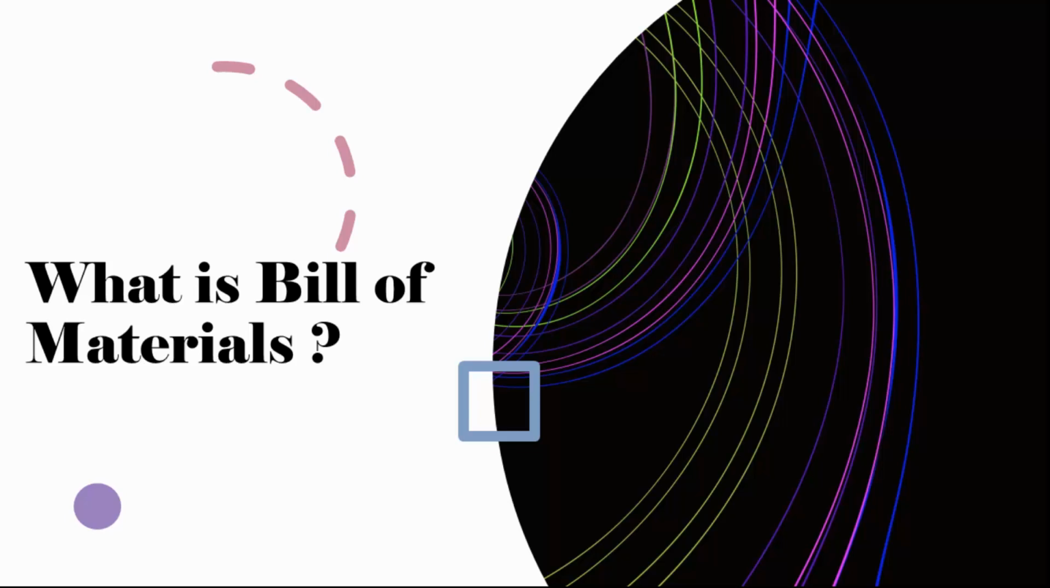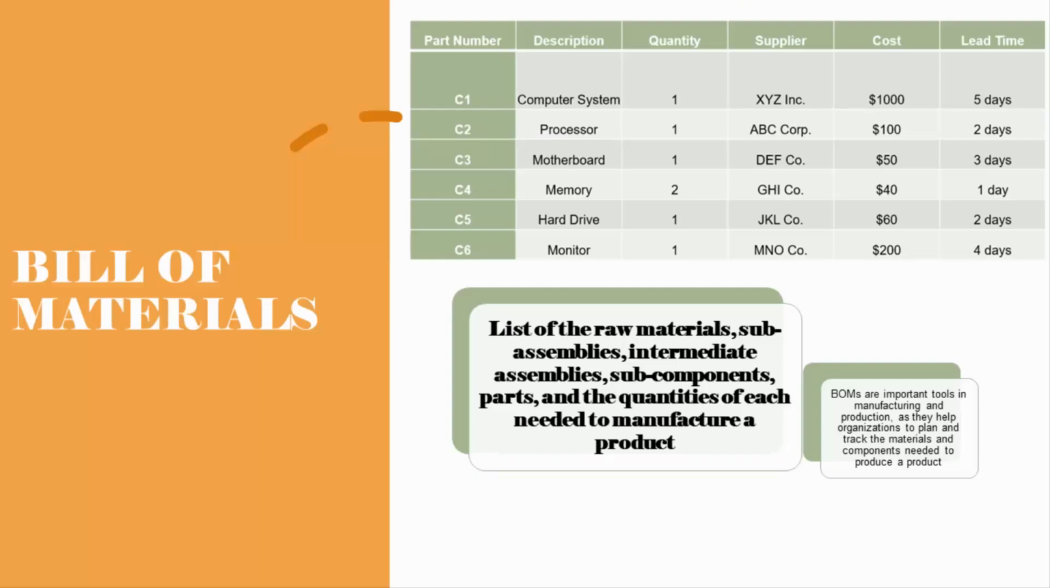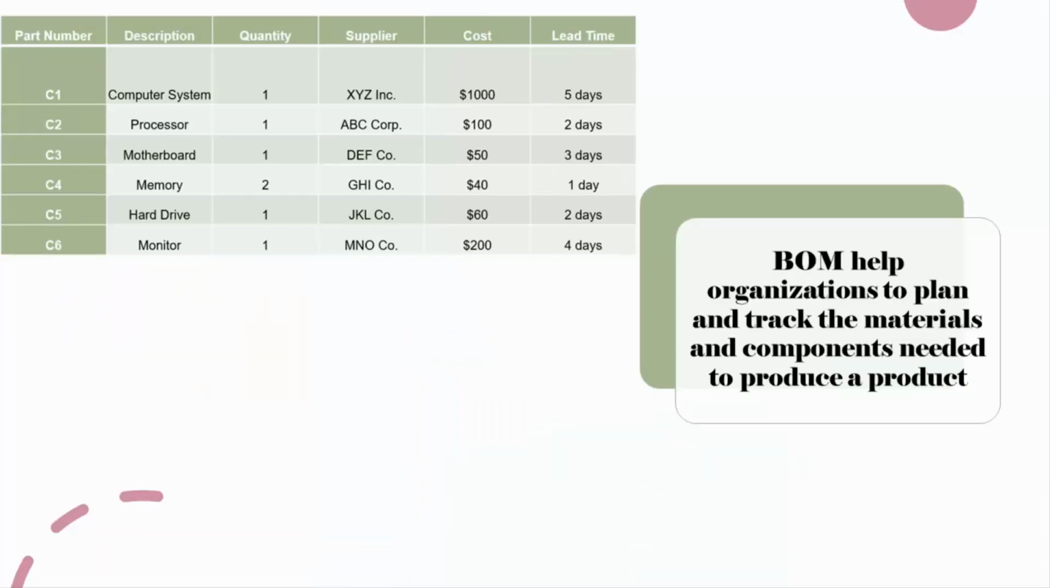Perhaps you might have heard this term a lot of times if you are a supply chain, manufacturing, or operations management related professional. Bill of material. So what are bill of materials or BOM? Bill of material is a list of raw materials, sub-assemblies, intermediate assemblies, subcomponents, parts, and quantities of each needed to manufacture a product. Bill of materials are important tools in manufacturing and production as they help organizations to plan and track the materials and components needed to produce a product.